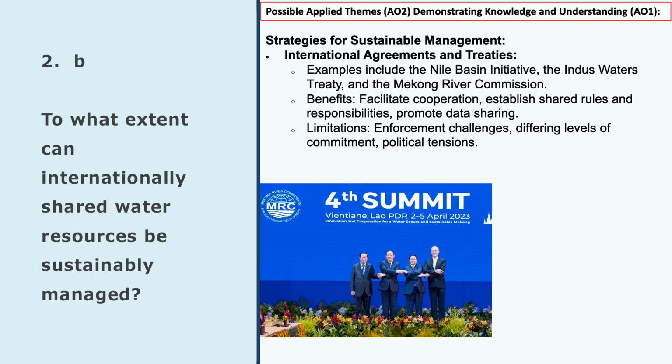So having looked at the challenges, we also want to balance that against strategies for sustainable management. So maybe a body like the Mekong River Commission, or in some other places like the Nile River Basin, the Indus Waters Treaty. These different international agreements can facilitate cooperation between countries and create some rules for which the river basin can be managed, and it can promote data and information sharing across the river so that people have better access to information when they're making decisions.